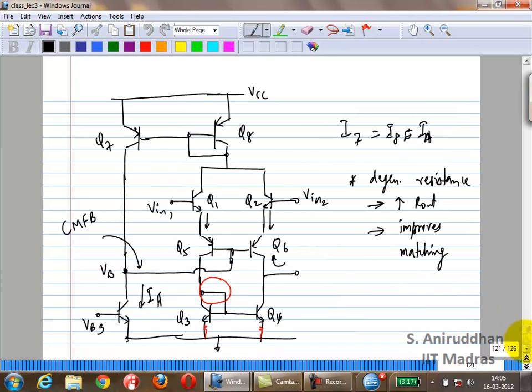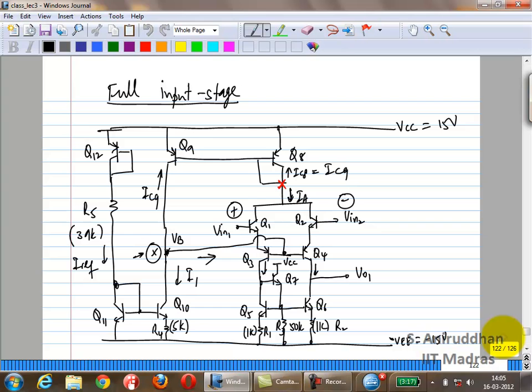So we arrived at something like this. And finally, we also biased the bases of the NPNs Q3 and Q4 using an indirect biasing scheme, so that my input common mode can change and the base bias voltage of those transistors will float with your input common mode, right?